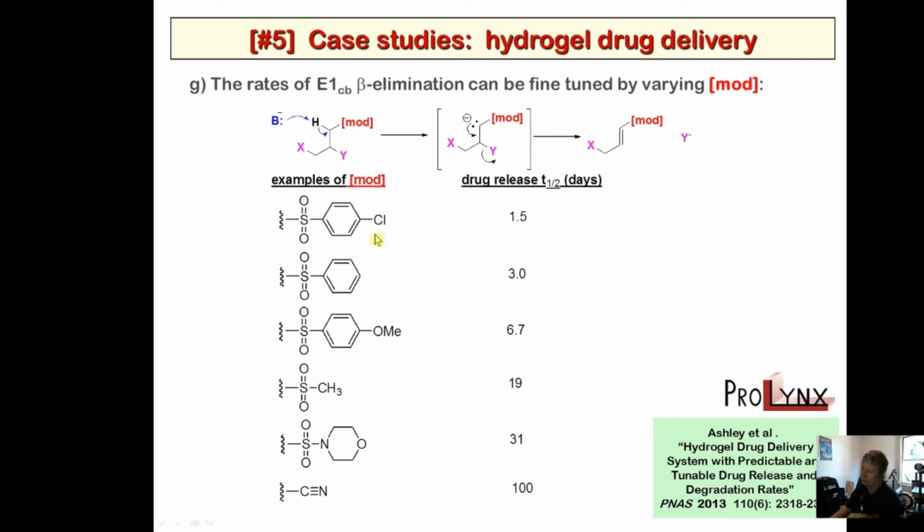Anyway, as we transition from this chlorophenylsulfone to the phenylsulfone to the methoxysulfone, the cleavage rate is decreased, or the half-life increases, I guess. Methyl sulfone is 19 days, and this morpholine derivative is about 30 days, and then a simple nitrile as a modulator extends the drug release to about 100 days. We'll see this one again, so keep this in the back of your mind. If you want a drug to be really gradually and slowly released, which one of these would you use? Maybe the nitrile one, right?